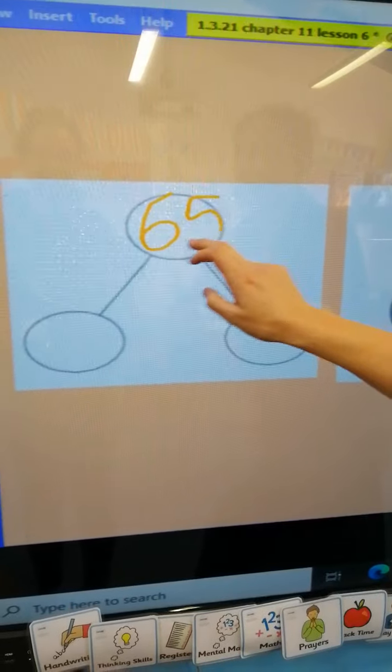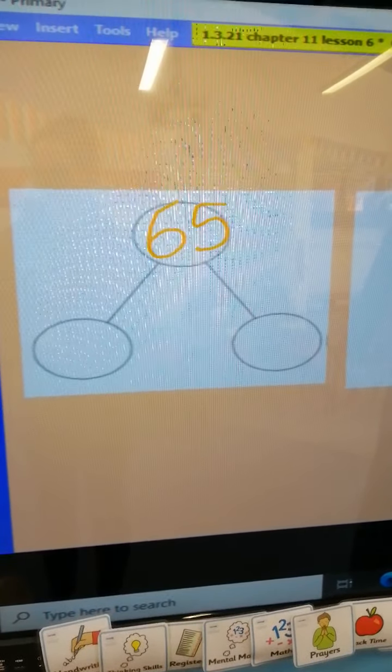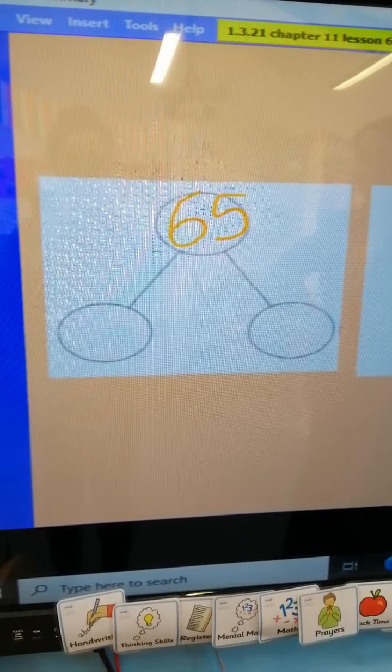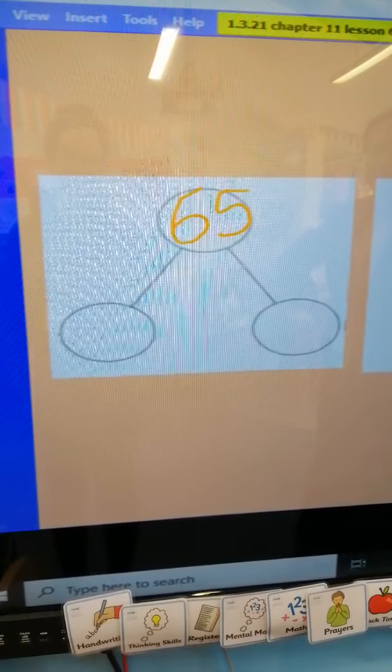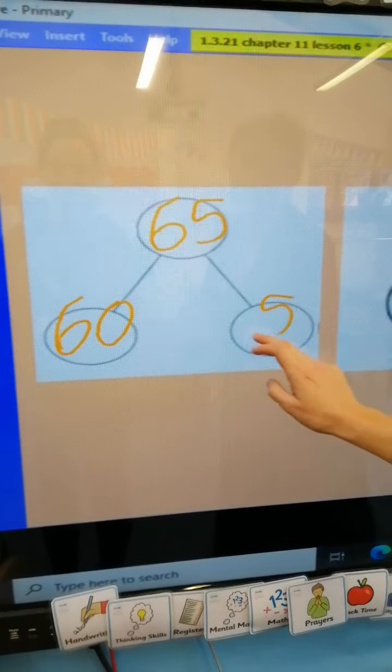Right, number 65. What I'd like you to do, you can do this with your eyes closed because you are that good. Partition it into tens and ones. Off you go. Oh, this is too easy, isn't it? That's right, 60 and 5.